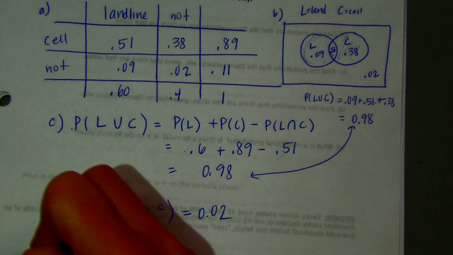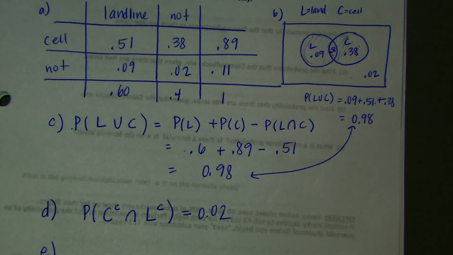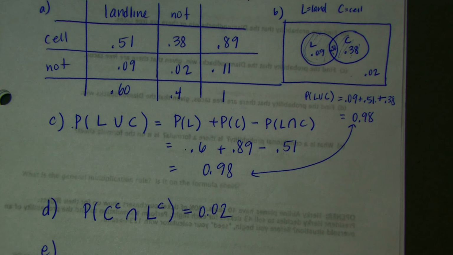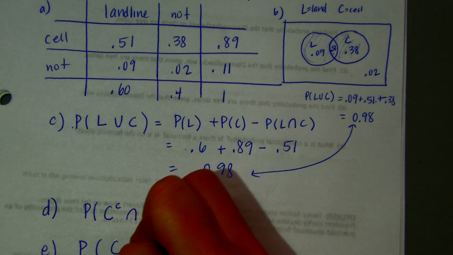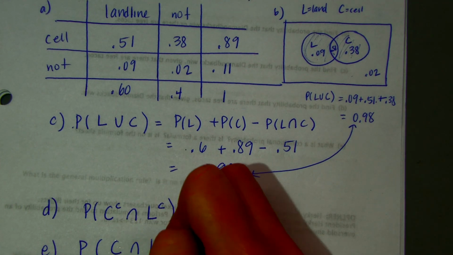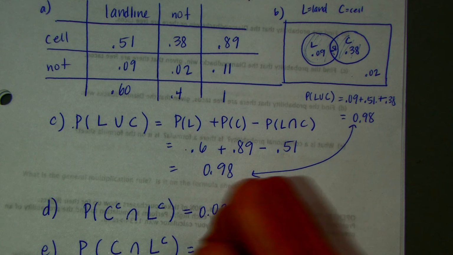And finally, part E, find the probability that the household has a cell phone only. So that means the probability they have a cell phone and not a landline, 0.38.